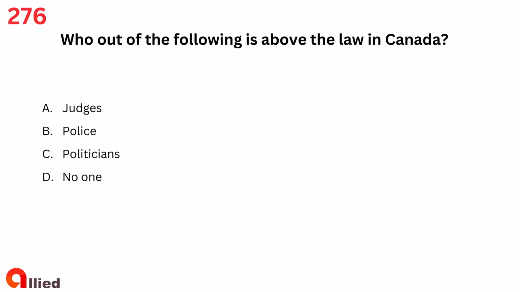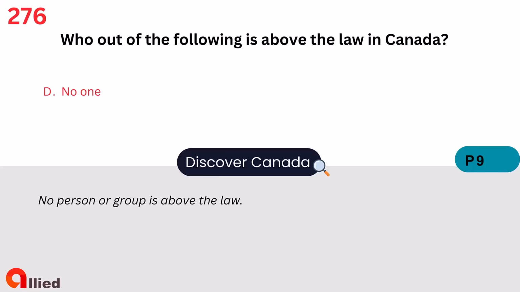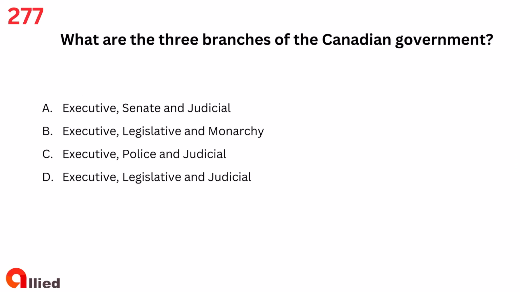Question 276. Who out of the following is above the law in Canada? A. Judges. B. Police. C. Politicians. D. No one. The answer is D. No one. Question 277. What are the three branches of the Canadian government?